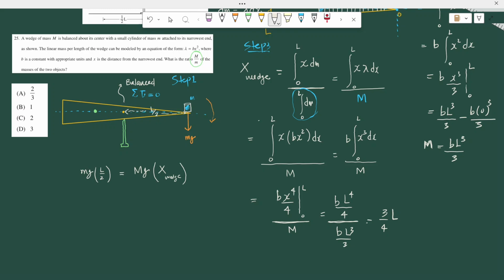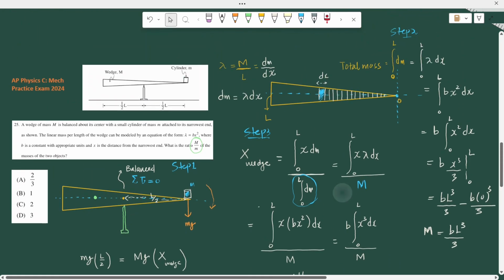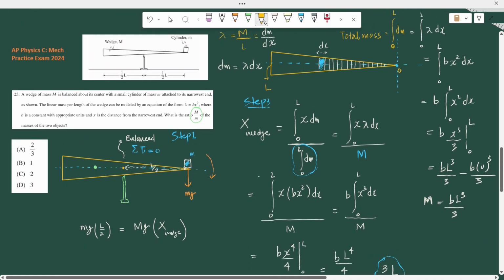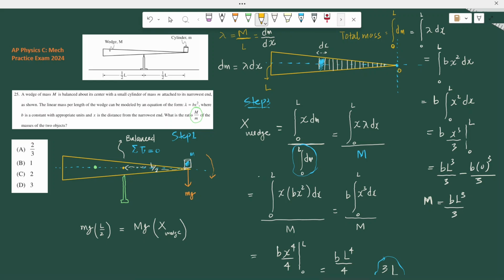What this result gives us is information. This 3 over 4 L means that the center of mass of the wedge is at 3/4 of L, meaning this distance is 3 by 4 L from this point. Which proves my point when I said that the larger mass is concentrated on this side, because mass is non-uniformly distributed now. So the mass on this side is equal to the mass of the rest of the wedge on this side. That's why the torques are equal.